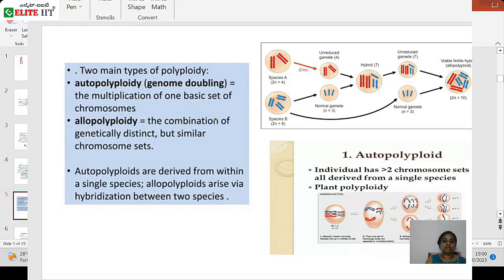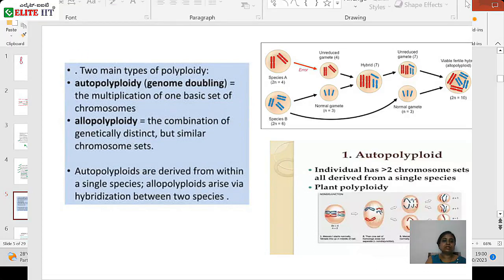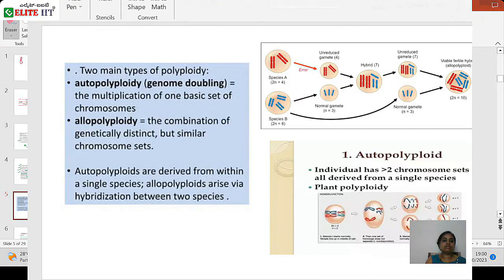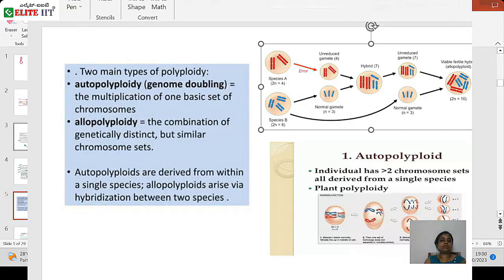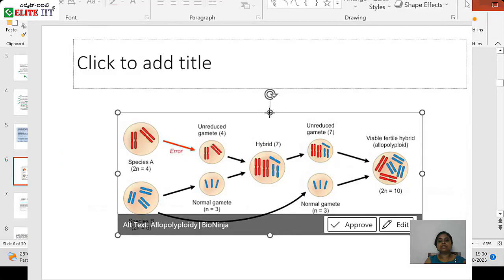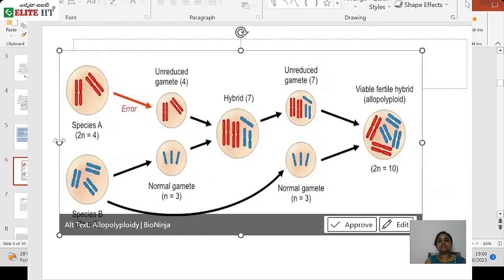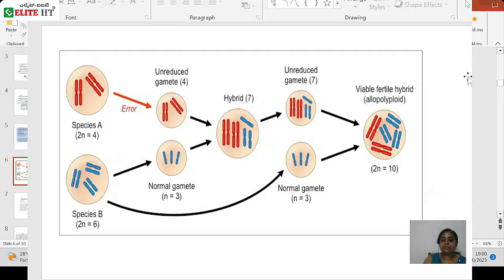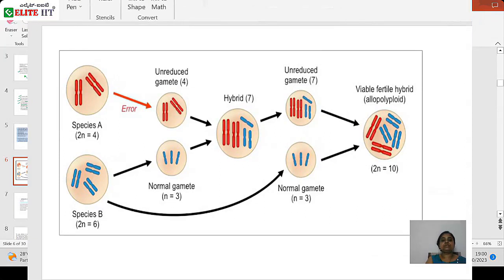I don't know whether it is visible or not, so I'm giving you separate slides so that you can visualize the difference between alloploid and autoploid. I'm giving you a separate figure here. See, initially, if you consider species A, the chromosome number is 2n equals 4, and in this case species B, 2n equals 6.